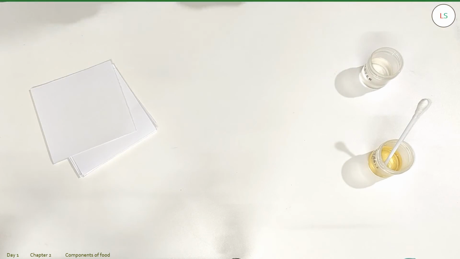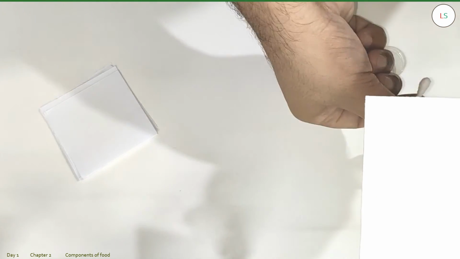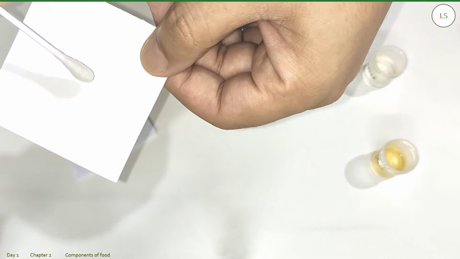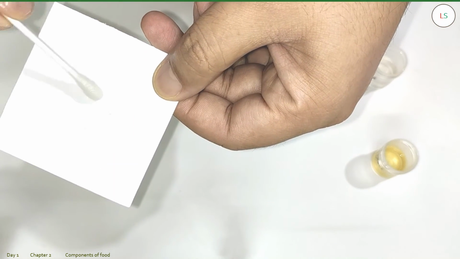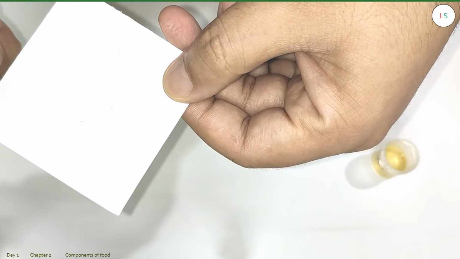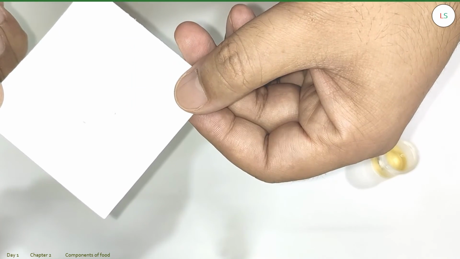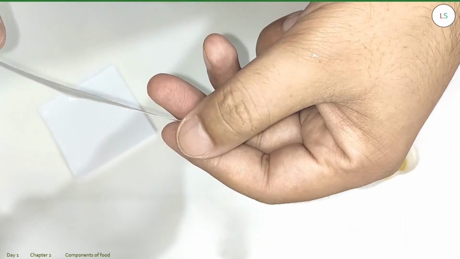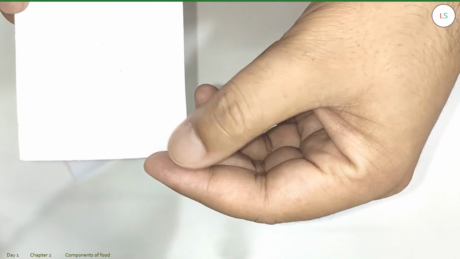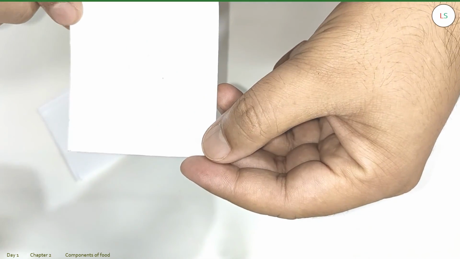Let's go with water. So we take one more paper and then we can use the other side of the swab. Put a small quantity of water on the paper like we did for oil, and after evaporation this patch of water will disappear. Let's rotate it. The patch is not visible on the other side, so that means water does not contain fat.